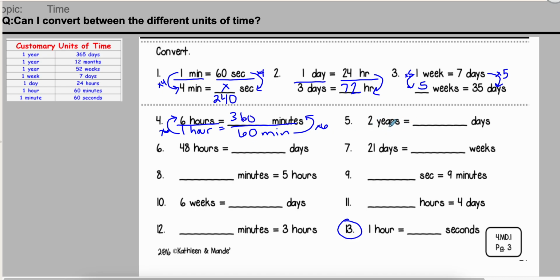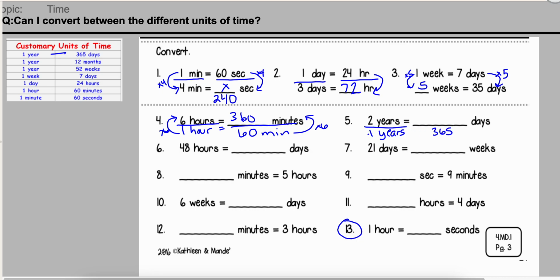In this case, this one's a little bit different. We have 2 years equals how many days? So years to days is this conversion right here at the top. 1 year equals 365 days. Notice when I set up my proportion, I am writing the same words underneath each other. So I'm not putting days here, I'm putting the 1 year. And on this side, I'm putting 365 days.